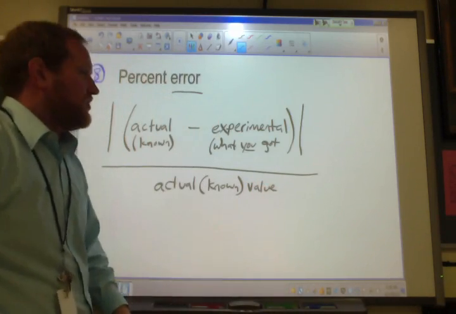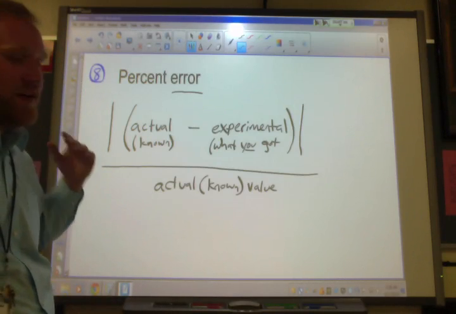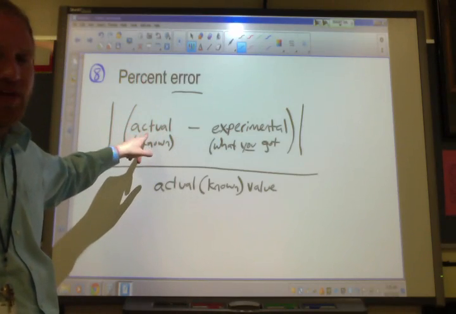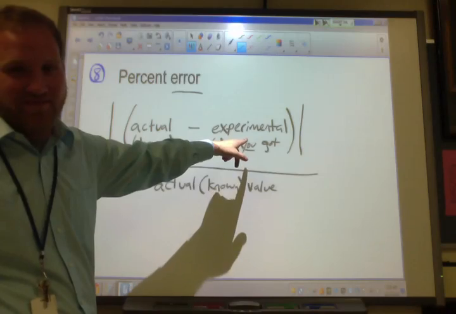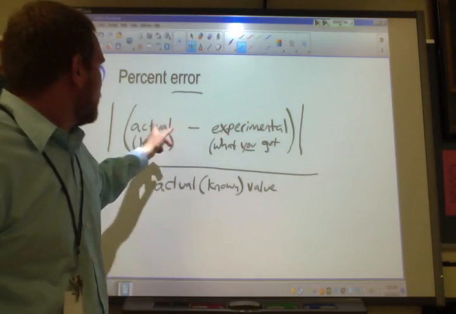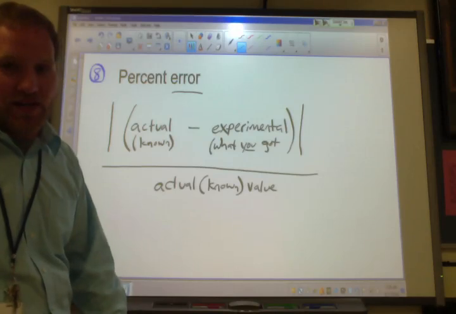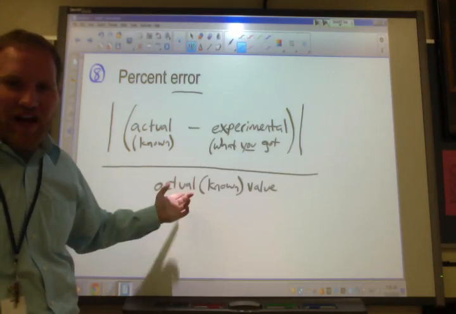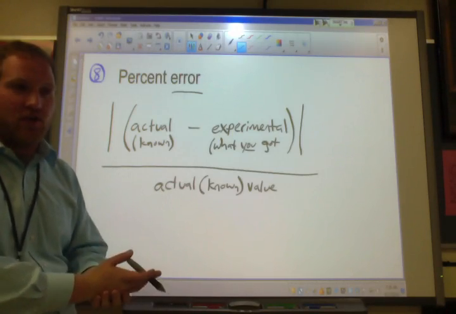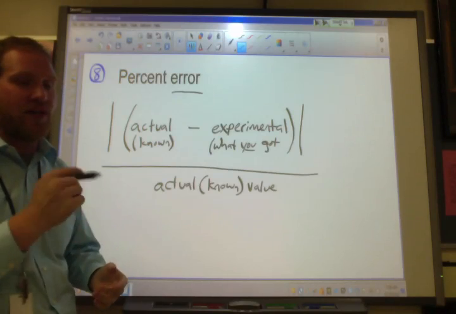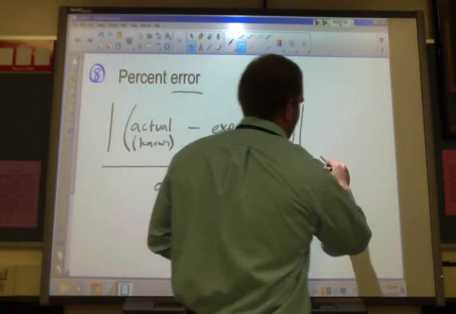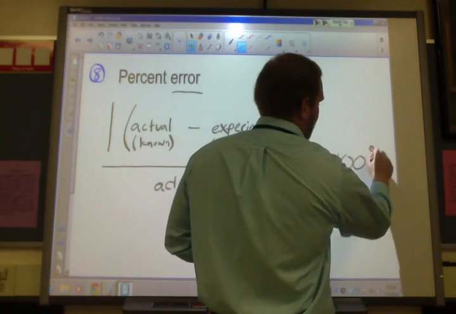Okay? So in the case of your test, you wanted 100. Actual, theoretical, perfect value would be 100. You actually got 80. You did okay. So 100 minus 80 gives you 20. 20 divided by your actual value, which in that case of the test, is 100. 20 over 100 is 0.2. To turn that into a percentage, you multiply by 100. And then add a percentage.